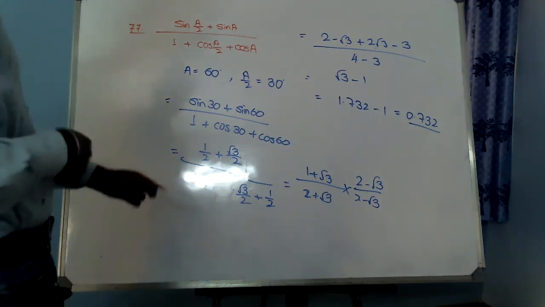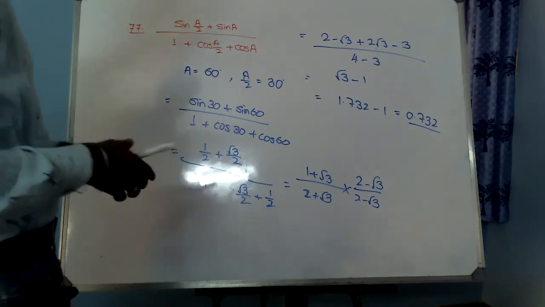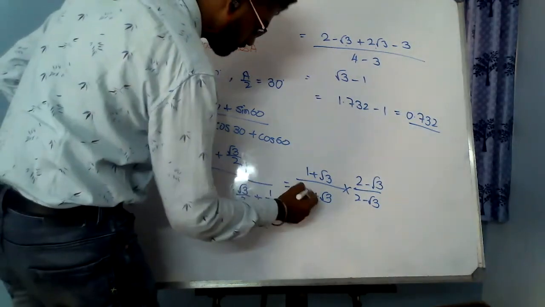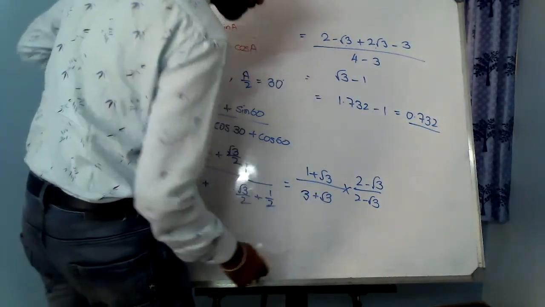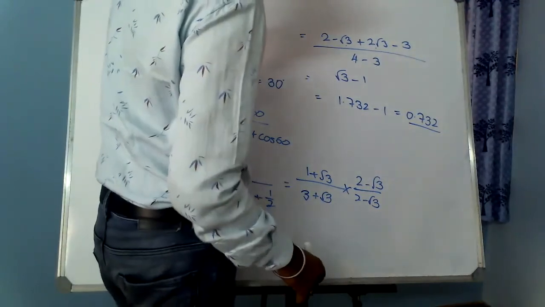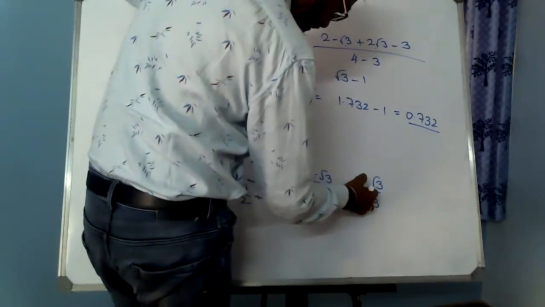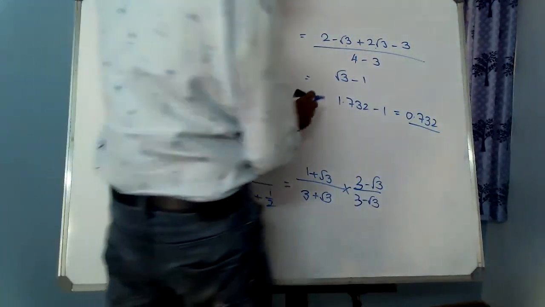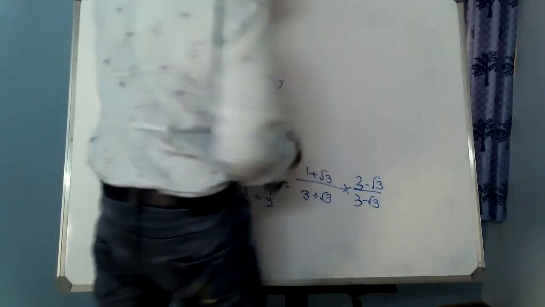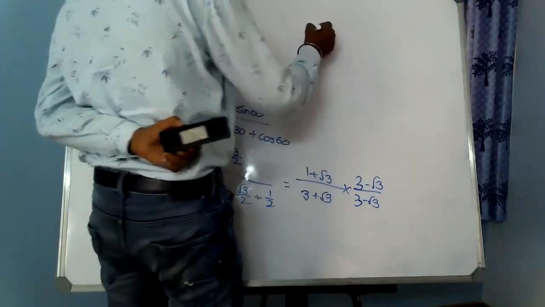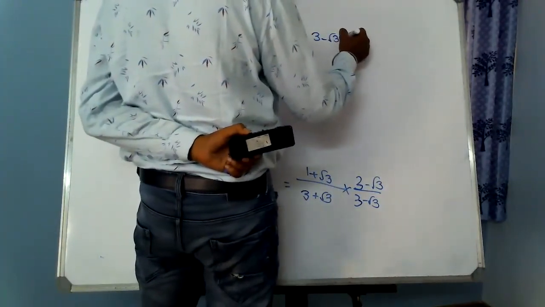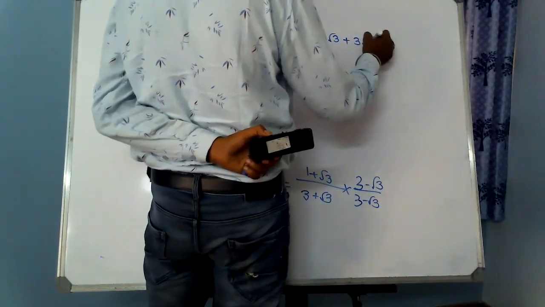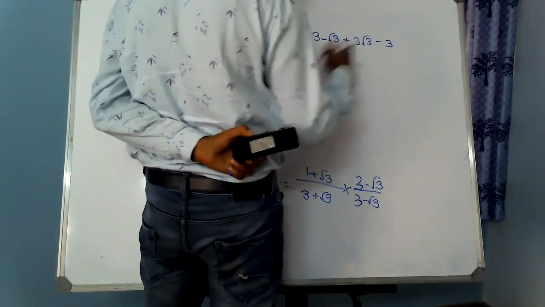Okay, one thing. LCM will be 2, so it will become 3 plus root 3. Okay, something we have done a mistake here. It will become 3 plus root 3. If that is the case, I have to multiply with 3 minus root 3. Okay, let's see if this one gives us something. A slight mistake was there. So if I multiply 1, it will give me 3 minus root 3 plus 3 root 3 minus 3.